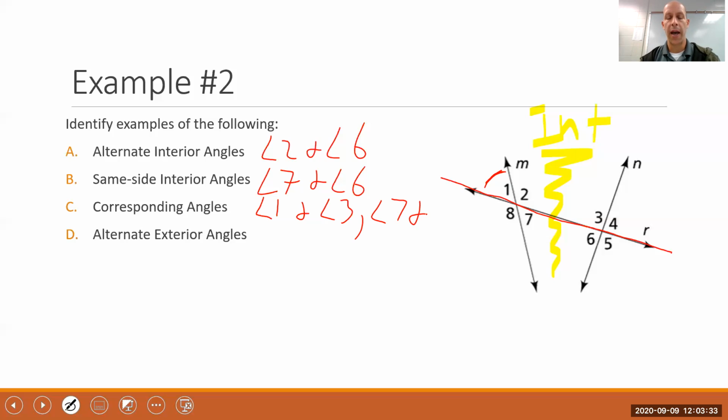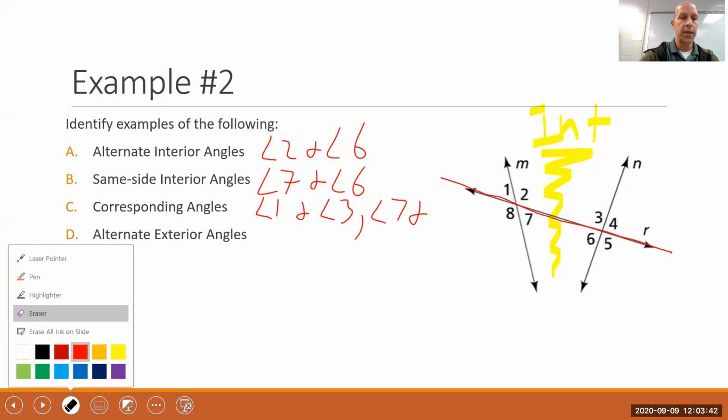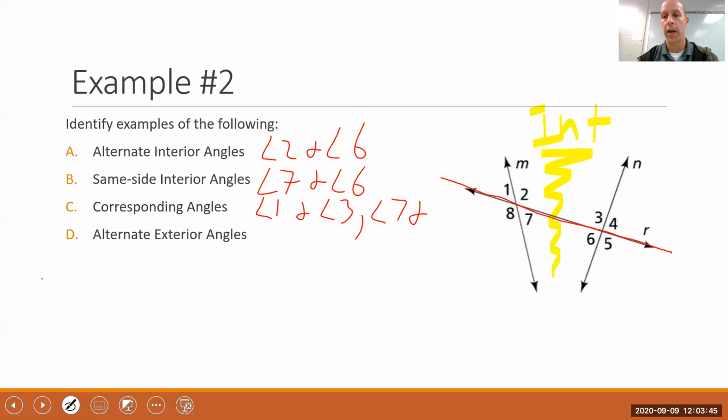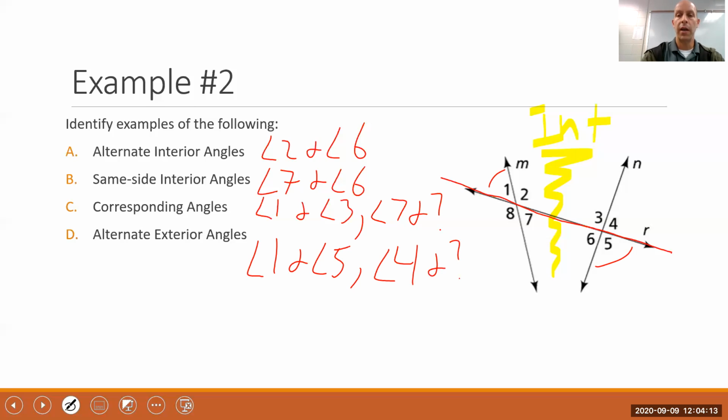And then finally, D, alternate exterior angles. Now what we need is for our angles to be on the outside, no longer on the interior, and they have to be alternate. That means they have to be on opposite sides of the transversal. So one example would be angle 1 and angle 5. These two angles are exterior, and they are on different sides of the transversal. And I'll give you another one here. There's a couple more examples. What angle would be an alternate exterior angle for angle 4? I'm just going to leave those two for you to figure out on your own, and that will end our discussion for today.